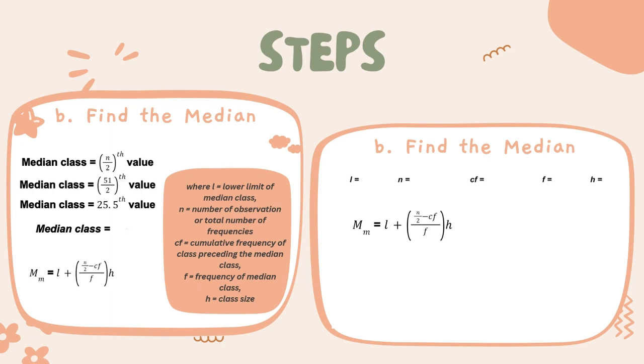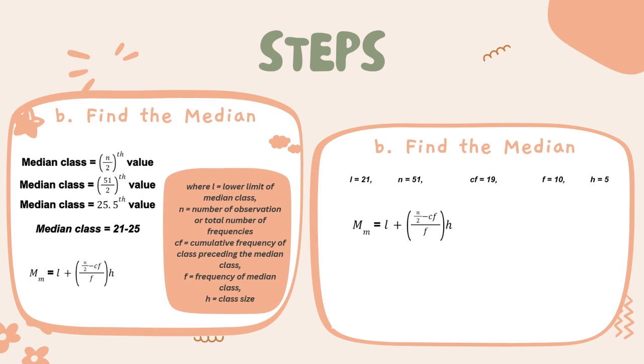Now, to get our median, we must use the formula below. First, we substitute the values in the formula, where L is the lower limit of the median class, which is 21, N is the number of observations or total number of frequencies, which is 51. CF is the cumulative frequency of the class preceding the median class, which is 19. F is the frequency of the median class, which is 10, and H is the class size, which is 5.